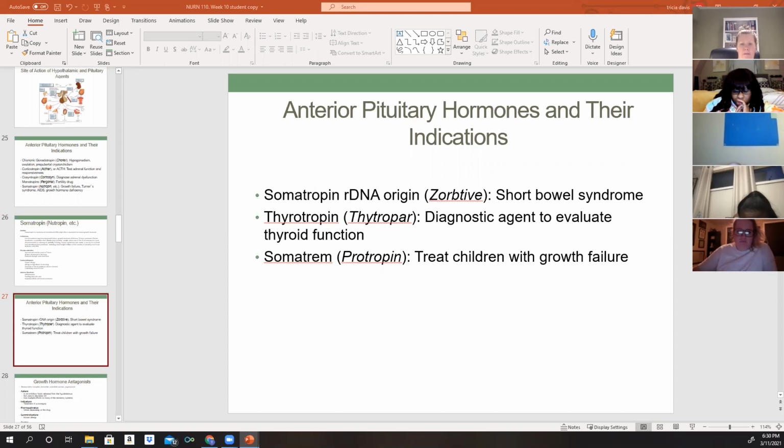So we talked about the somatropin. There's another one. So the one we talked about on the previous page was just somatropin. This is somatropin, which is an rDNA origin. Another brand name for it is Zorbtive. We use this to help treat short bowel syndrome. Then we have thyrotropin, which is a diagnostic agent that we use to diagnose thyroid function issues in certain patients. And then we have somatrem or Protropin, which is used to treat children with growth failure.